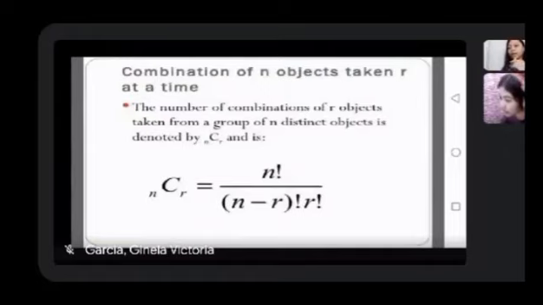Combination of n objects taken r at a time. The number of combinations of r objects taken from a group of n distinct objects is denoted by combination of n taken r at a time, and combination of n taken r at a time is equal to n factorial over n minus r factorial divided by r factorial.